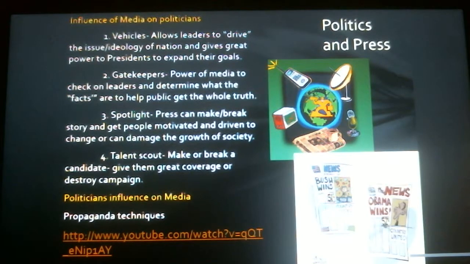Finally, the last thing it will do is talent scout. It makes or breaks a candidate. And again, here is very important, because if you're running for office and the news media will not pick up on you, you're not going to win.